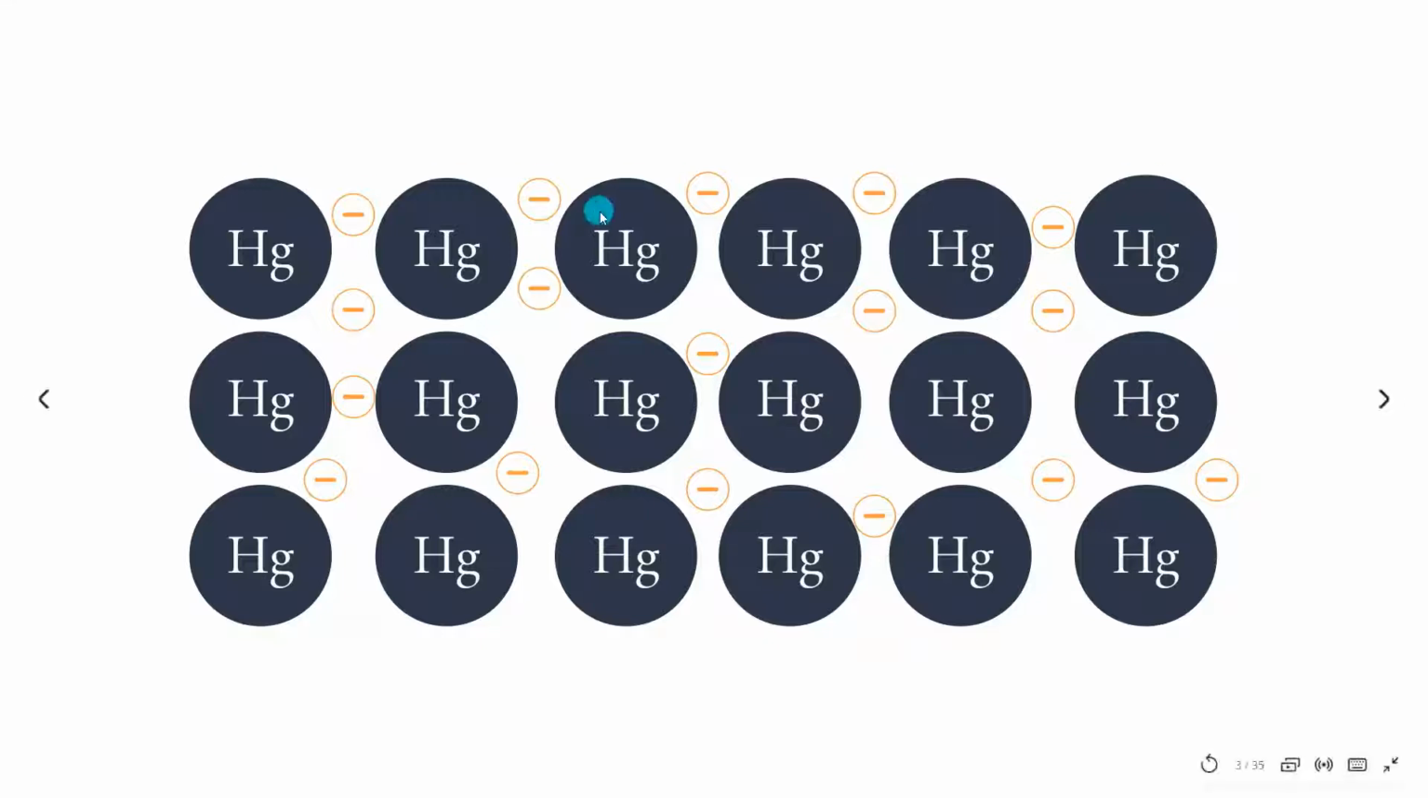So we say metallic solids are made up of atoms, and they're held together by the electrostatic attraction between the nucleus of each atom to the delocalized electrons around it. And that attraction we call the metallic bond.